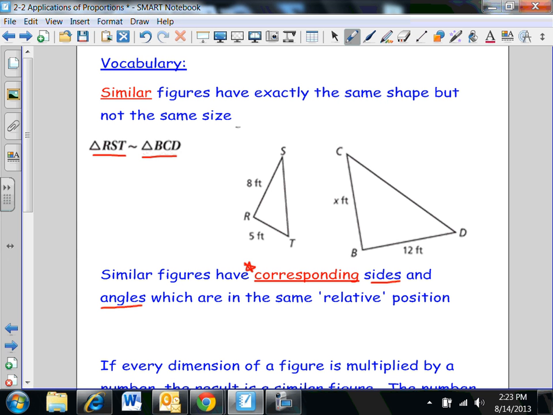So the corresponding angles here are angle R and angle B. Another corresponding angle would be angle T and angle D. The third corresponding angle would be angle S and angle C. Also the sides correspond. So in particular, we have 8 feet here corresponds with X, 5 feet here corresponds with 12, and then the missing side, we'll call it side Y, corresponds with side Z. So those are all corresponding sides and corresponding angles.